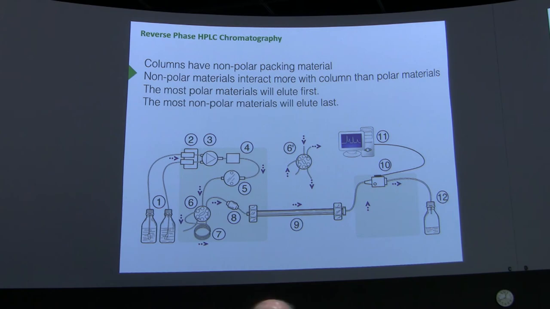Well, what's going to happen is that things that are polar or charged are not going to interact with that nonpolar material, and they're going to come out first. Things that are nonpolar are going to do a lot of interaction with those long nonpolar tails on the resins, and they'll come out last. So with reverse phase HPLC chromatography, I separate on the basis of polarity. Most polar first, least polar last.